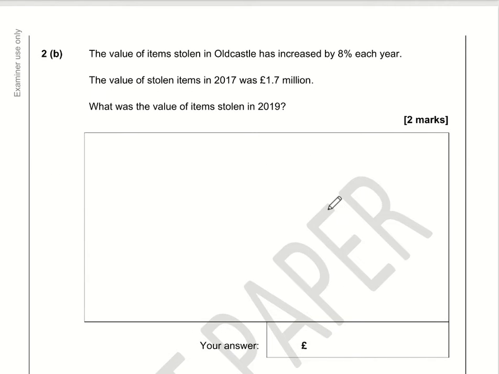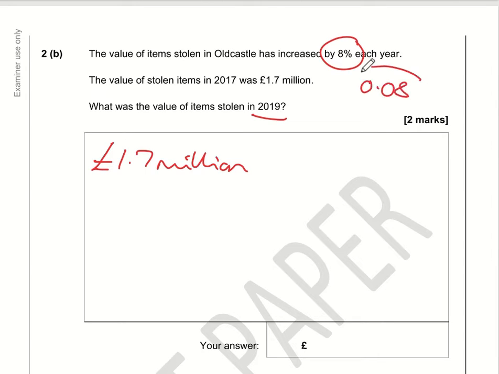Okay, part B. The value of items stolen in Oldcastle has increased by 8%. So in 2017 it was 1.7 million. So we want 2019. So we need to increase 1.7 million by 8% twice. Now the multiplier for 8% is 0.08. This figure here is 8 divided by 100, and we would use 0.08 if we wanted to calculate 8% of an amount. So if you wanted to calculate 8% of 1.7 million, you'd multiply 1.7 million by 0.08. So we could multiply 1.7 million by 0.08, and whatever the answer is, add it on.